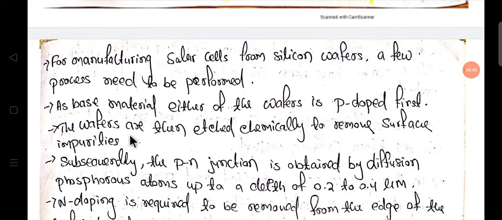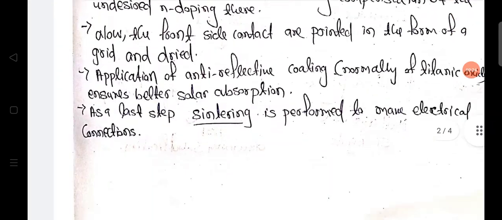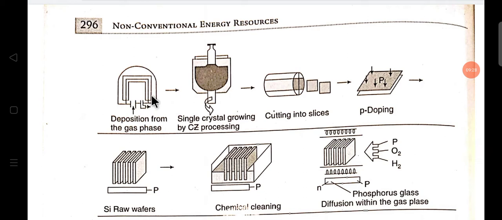Then the wafers are etched chemically to remove surface impurities. After P doping, chemical etching happens so that surface impurities are removed. Subsequently the P-N junction is obtained by diffusion of phosphorus atoms up to a depth of 0.2 to 0.4 micrometer. From the figure you can understand: the crucible is there, and here the polycrystalline, melted silicon is there. Then this is the seed crystal.